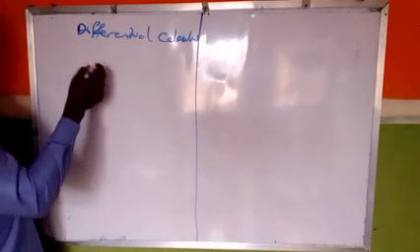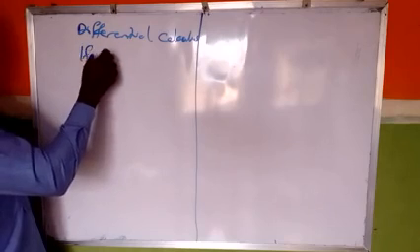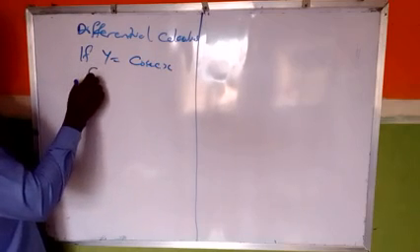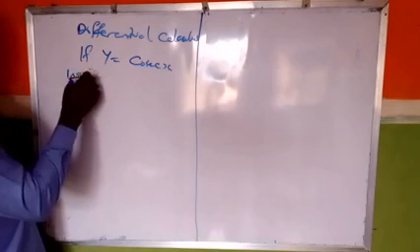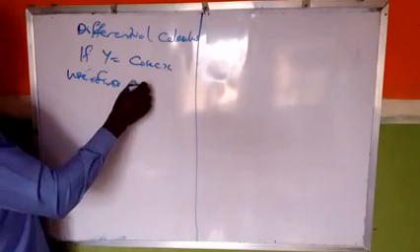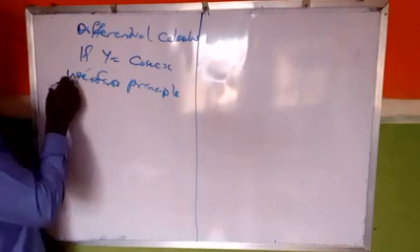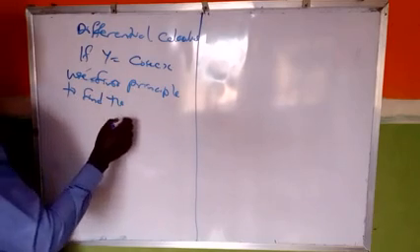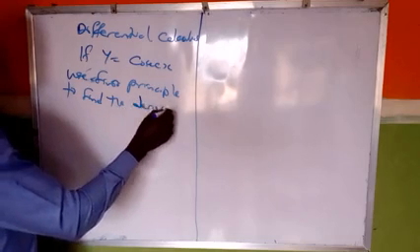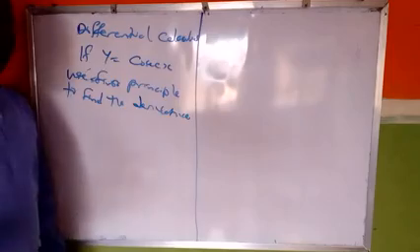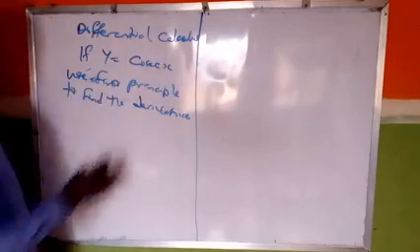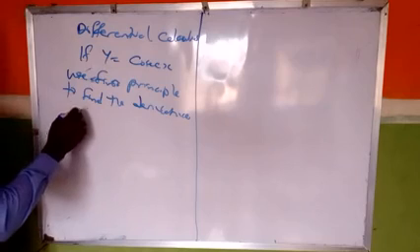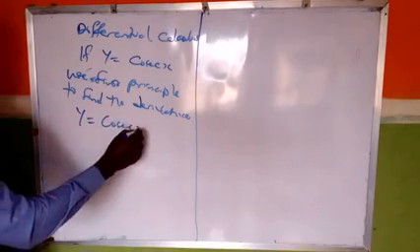So you can follow. Here, if y equals cosec x, then use first principle to find the derivative. Now look, here if y is this, you have to use first principle to find the derivative. Here you have y equals cosec x.